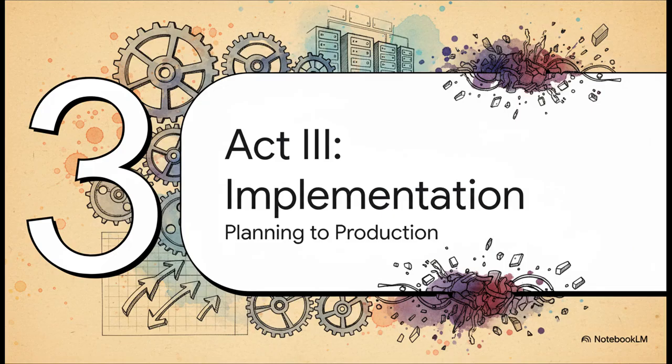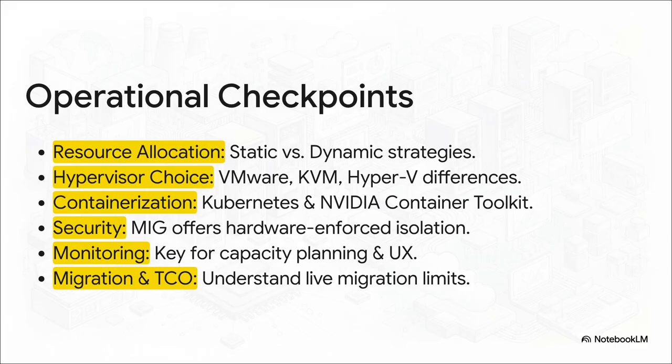Let's move on to our final act, implementation and pitfalls. This is where we shift from the what to the how. We're talking about the practical steps and, just as important, the common traps you need to avoid when you go from a plan to a full-blown production environment. Man, Modules 11 through 19, skipping 14 for just a second, this was all the nitty-gritty operational stuff. We talked about resource allocation, weighing static versus dynamic strategies. We compared hypervisors, VMware, KVM, Hyper-V, and which one makes sense for you. We even dove into how to get this all working with modern tools like Kubernetes.